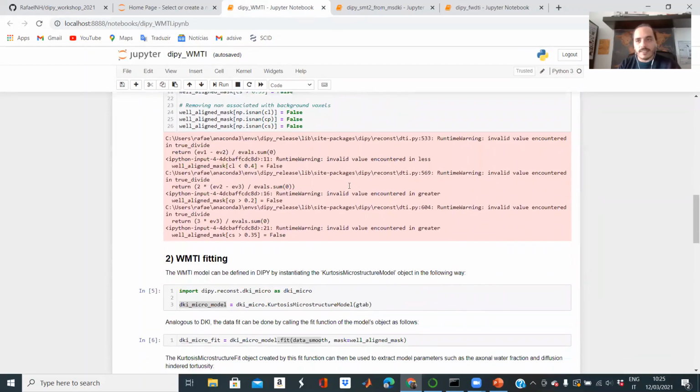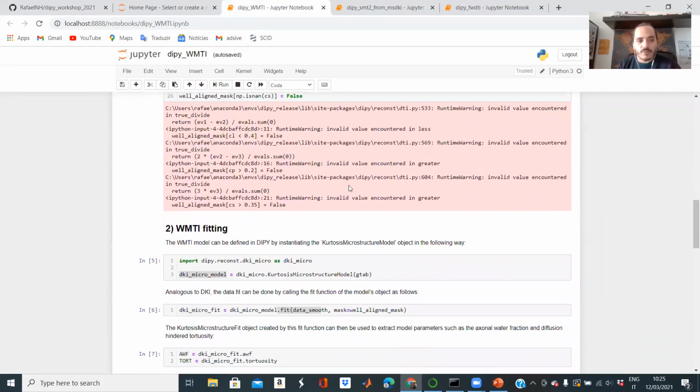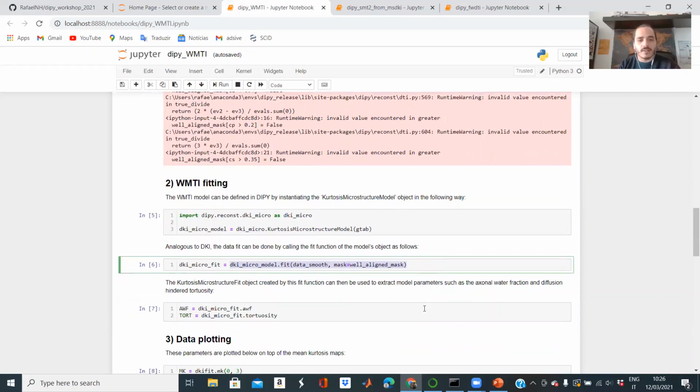So after pre-processing, you can fit the white matter tract integrity model. And this follows the same recipe as the models that I presented yesterday. So you have to call the right model from Dipy. In this case, it is the DTI microstructure model. Define the model according to your acquisition parameters, and then you can fit your data, okay?